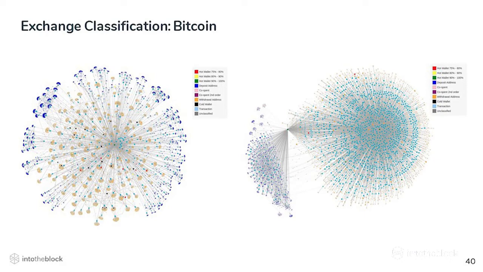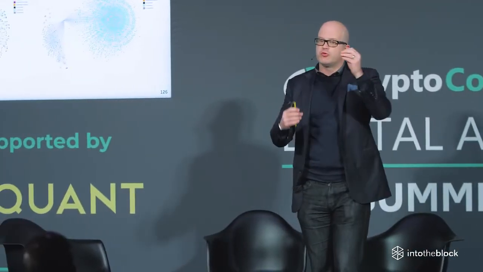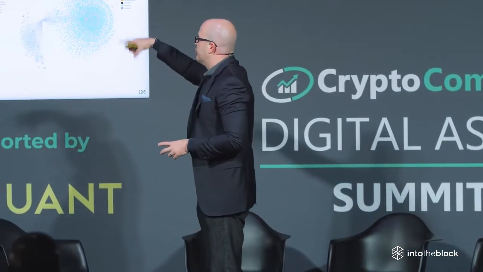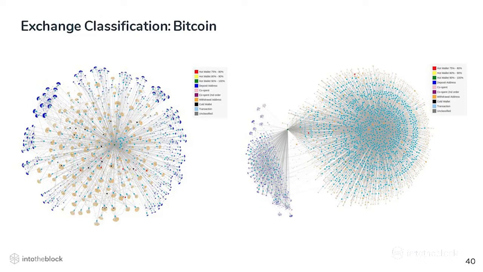So this is like looking into the brain of the model. The one to the left is Binance, the one to the right is Poloniex. You can see the hot wallets, the cold wallets, the deposit addresses, the withdrawal addresses. Binance has a single hot wallet, and all the transactions are grouped in groups of 100 going into Binance. Poloniex has two hot wallets. One receives all the money, one does all the withdrawals.